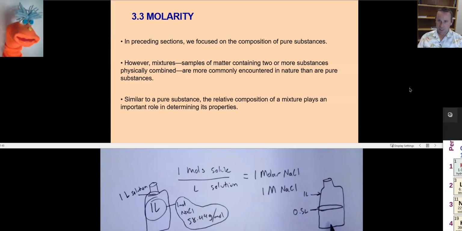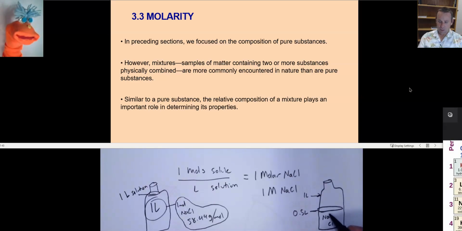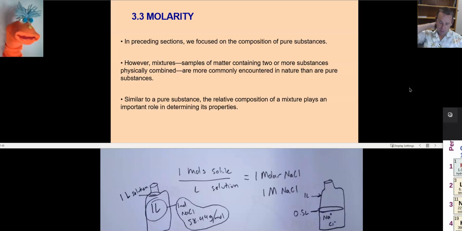Notice that in this solution here, I have some sodium chloride, right? Some sodium ions and some chloride ions. They're dissociated, so I'll write it like that. And I have some water molecules, okay? The total volume of the solution is now what? Half as much. Which is how much? 0.5 liters? That's right. I have 0.5 liters.